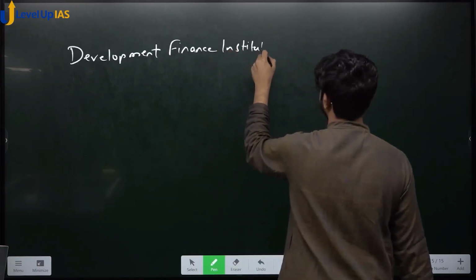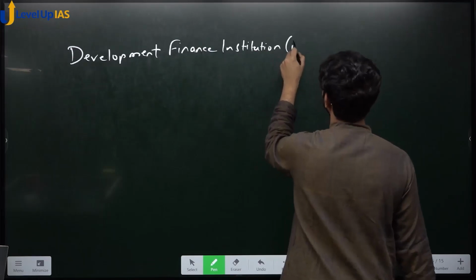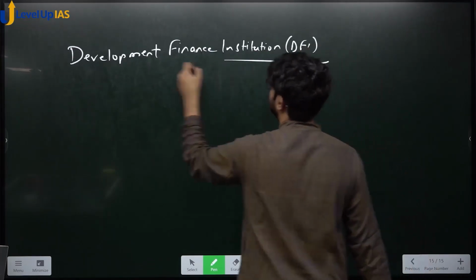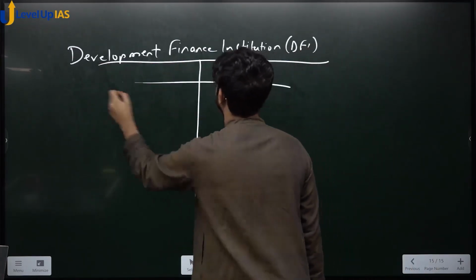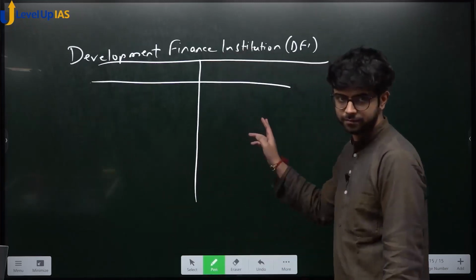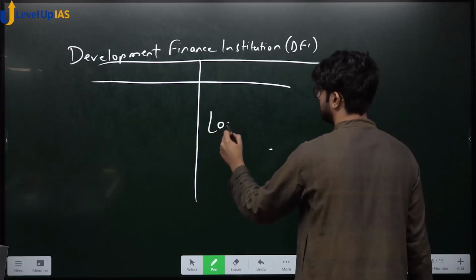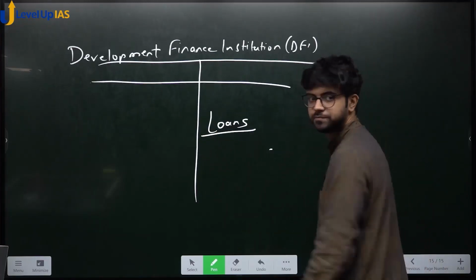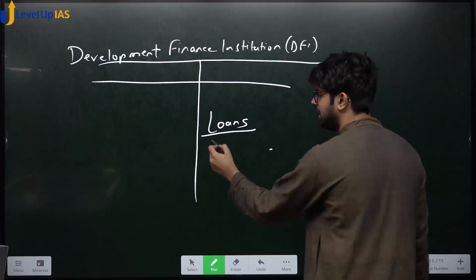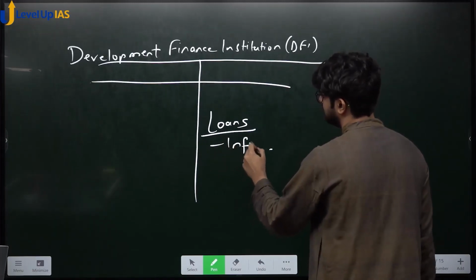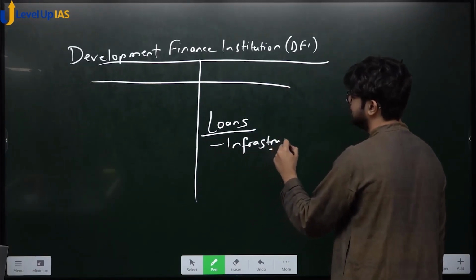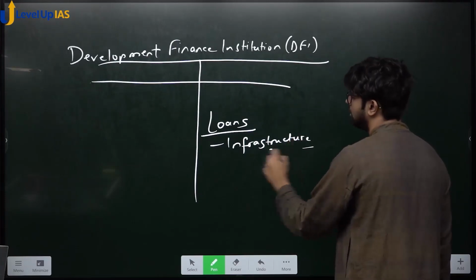It's a bank, DFI. Now pay attention here. If we try to make its balance sheet, where will loans come? I hope you remember loans would come here. What kind of loans would be there? Long term. Can I say infrastructure in one line? Infrastructure is long term, right? It takes time to construct dams, railway lines and all.